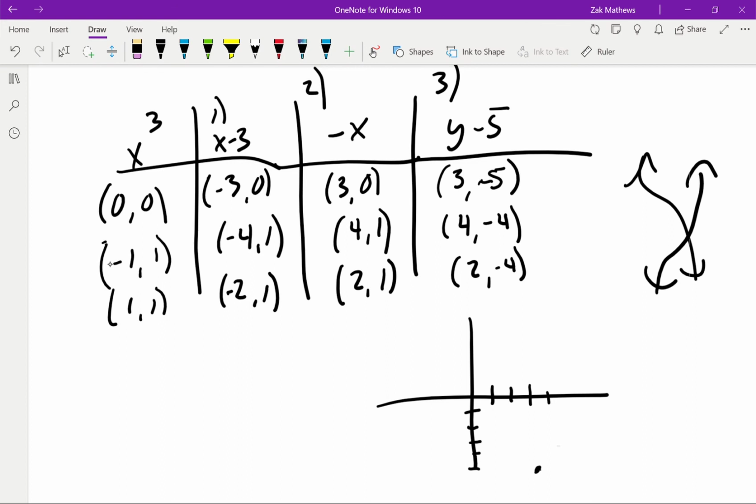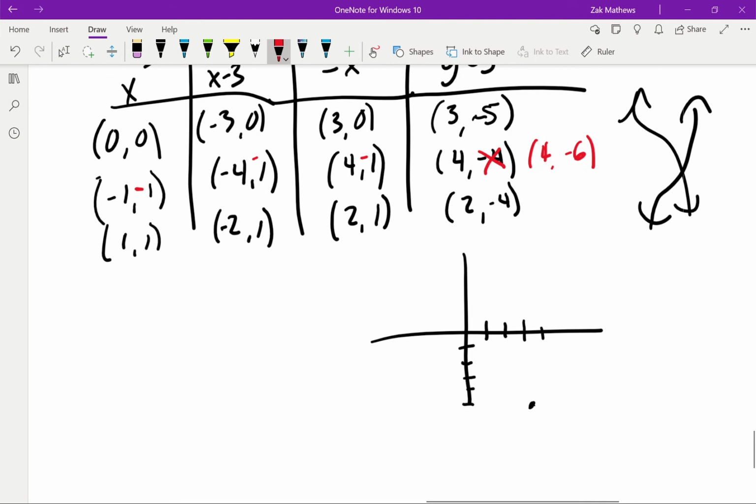And my mistake was right here. That's supposed to be the point (-1, -1). So that should have been a -1 there, and that should have been -1 there. And then -1 minus 5, that should be the point (4, -6). So if I fix that, now I get the shape that I would expect. I graphed the wrong one, but let me try that one more time. (4, -6) would be here, and then the (2, -4) would be right here. And so now I get that shape that I would expect, that curve.